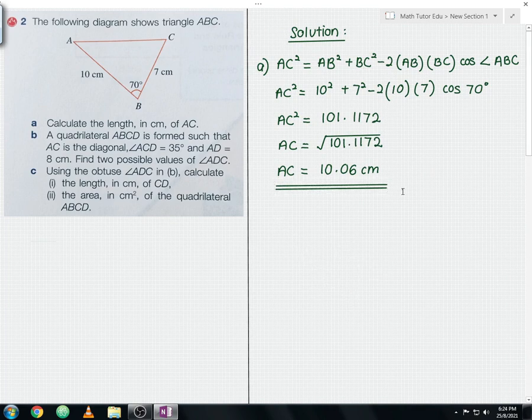Okay, so let us proceed our discussion for the question part B now. Let us start to solve the question part B, where they ask to find two possible values of angle ADC based on the given condition, where it must be a quadrilateral ABCD such that straight line AC is the diagonal, angle ACD must be equal to 35 degree and AD must be equal to 8 centimeter. Okay, so these are the respective conditions.